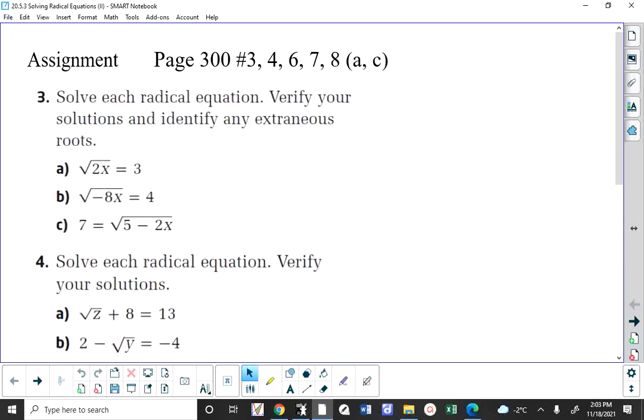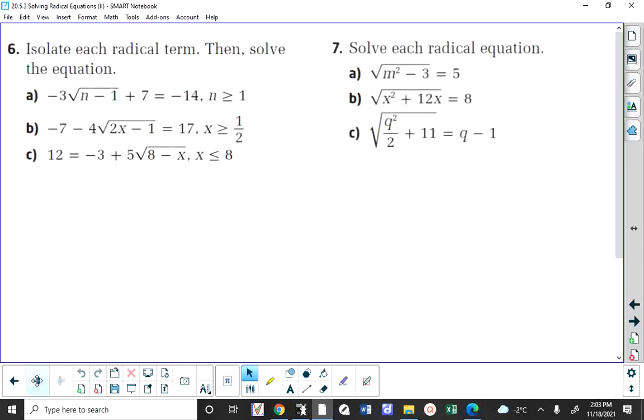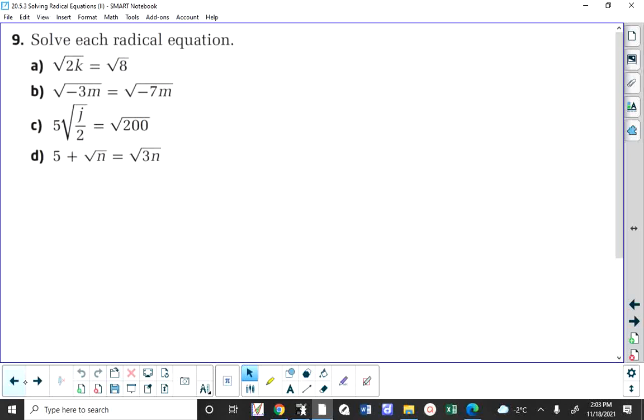So does anybody have any questions you would like me to go over from this practice problem set? Go ahead, Seamus. 9D. So we want to solve 5 plus root n. Now, did I assign 9D?